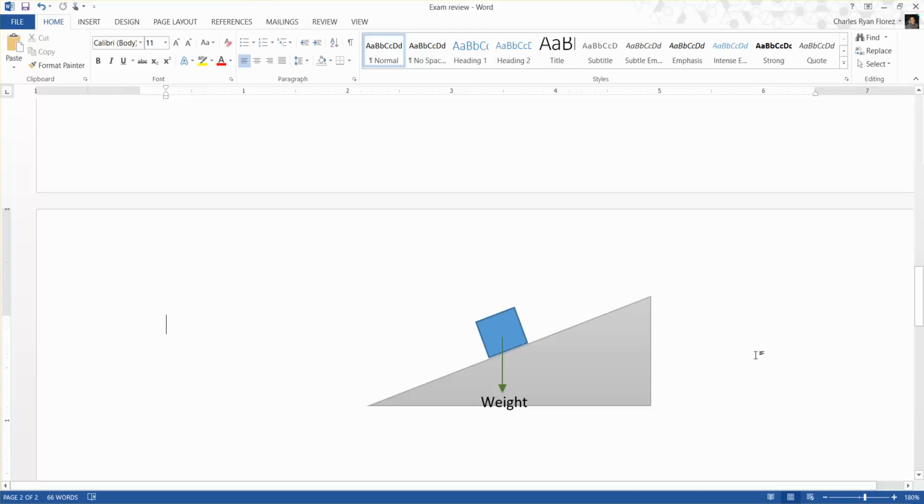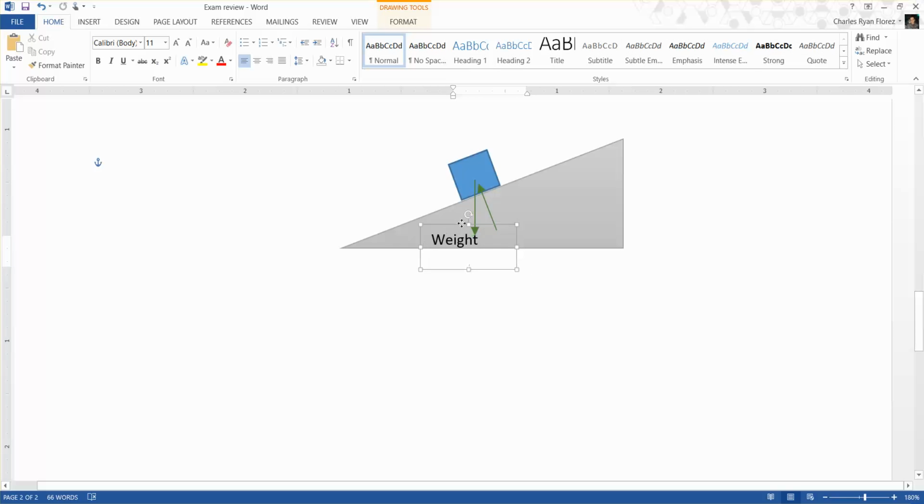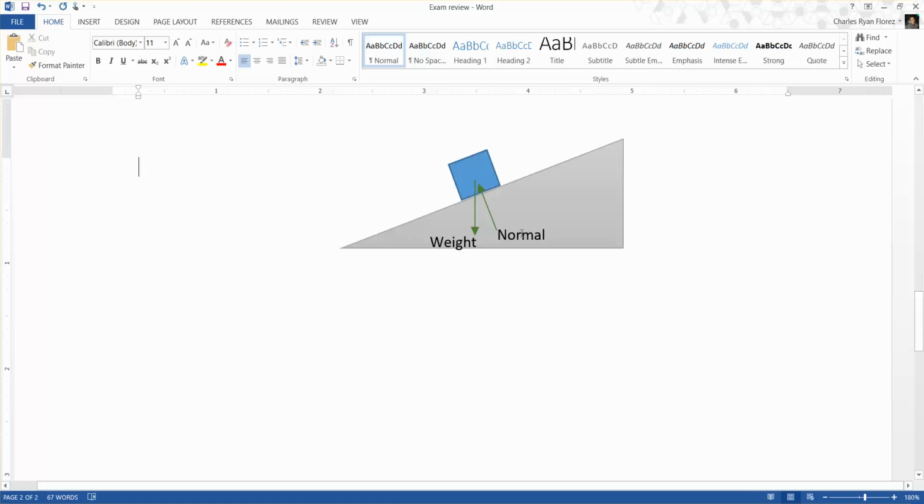and your force normal is now perpendicular to the surface. So perpendicular to this surface, and that obviously just means that there's a right angle here. There's 90 degrees between the force normal and the surface. So that's weight, and that's your normal force.